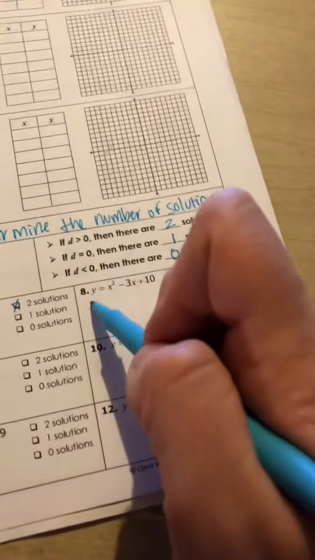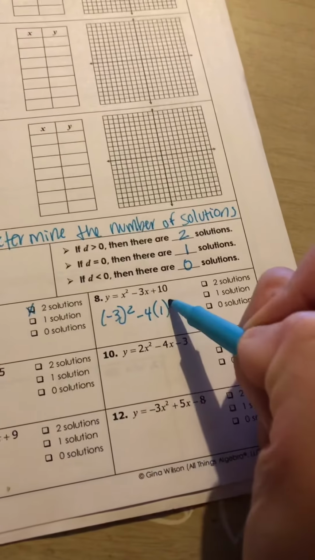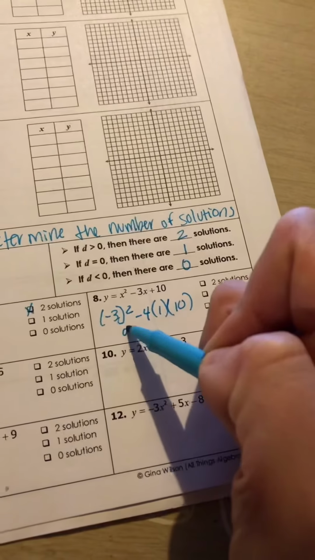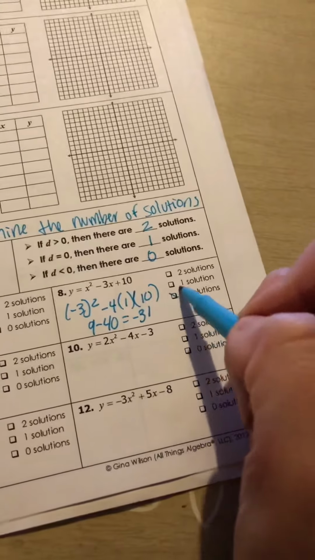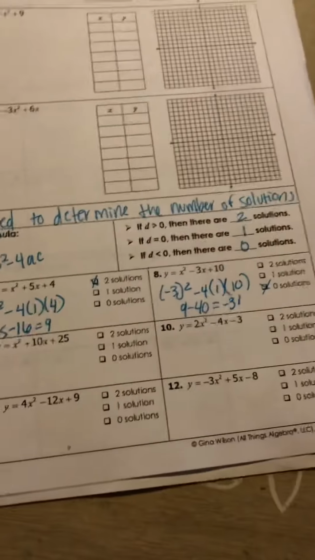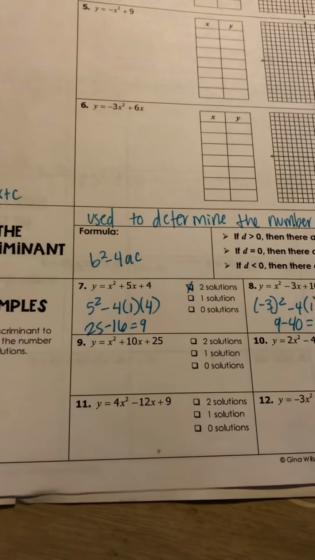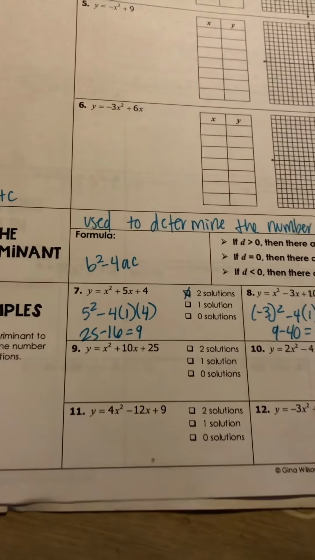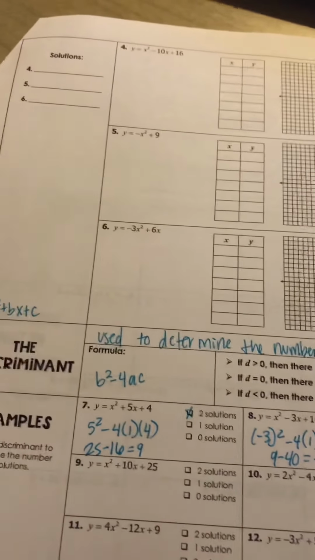For this one, we have negative 3 squared minus 4 times 1 times 10. 9 minus 40 equals negative 31. That's less than 0, so there's 0 solutions. So you guys kind of understand that. There are not any questions about the discriminant on Edulastic, so if that is confusing to you, it's okay. I'm really just looking for understanding the zeros of the function and the roots of the function in this lesson.